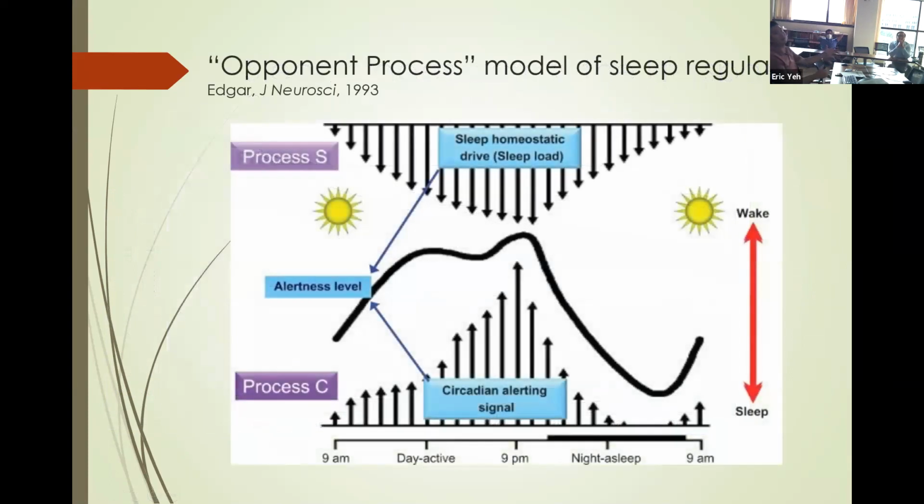So coming back to here, process C and process S. Process C goes on every single day, but your process S, basically, if you don't sleep, if you don't have that replenishing moment, it just keeps on building up until you get that. But you see these different types of circadian alerting signals and stuff like that.